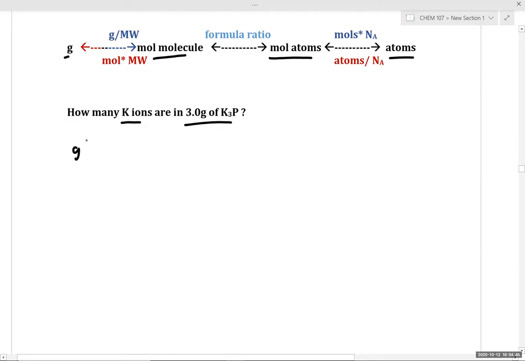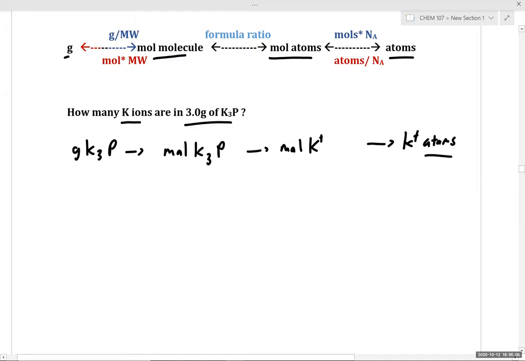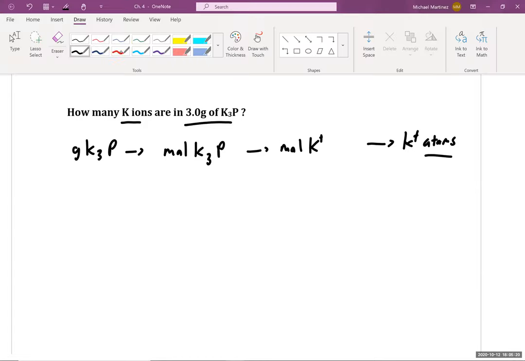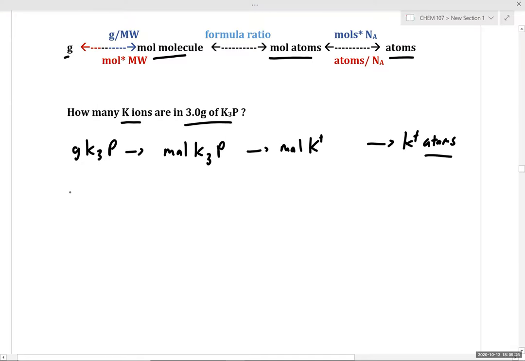So we're starting off with the grams of potassium phosphide, and we're asked to calculate the potassium atoms. We calculate atoms from the moles of potassium, and we can get the moles of potassium, the moles of an element, from the moles of our compound. So see, even for multi-step conversions, if you work backwards, you can figure out your intermediate units and then figure out the conversion factors that get you from point A to point B. So now that I have my unit conversion map established, let's begin.